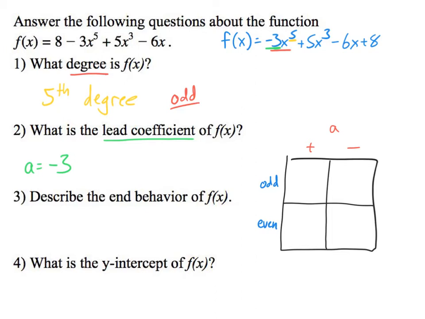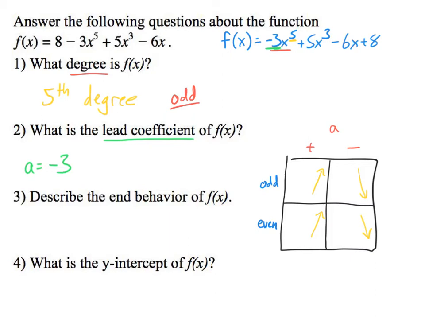So the first thing we do is look at the a value. If the a value is positive, it's going to go up on the right, meaning it's growing on the right side of the graph. If your a value is negative, it's going to be dropping on the right side of the graph. So that's the first thing we want to look at, whether the a value is positive or negative.